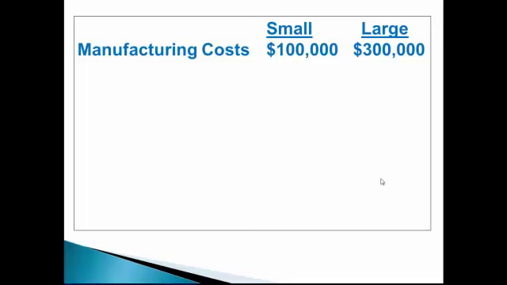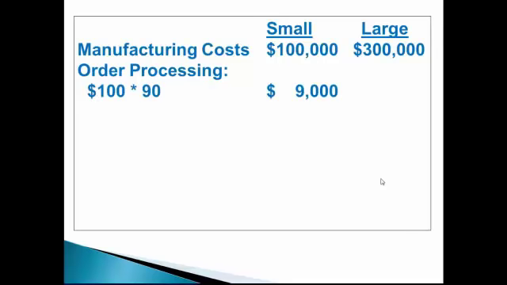Then to allocate out the order processing cost, we will use our rate of $100 per order, and for the small shops, 90 orders will be processed, so $9,000 will be assigned to the small retailers. Whereas the large retailer, $100 times 10 orders, or $1,000. So when you look at this, recall that order processing cost is expected to be $10,000, and we have allocated it to the customer types based on consumption of resources.